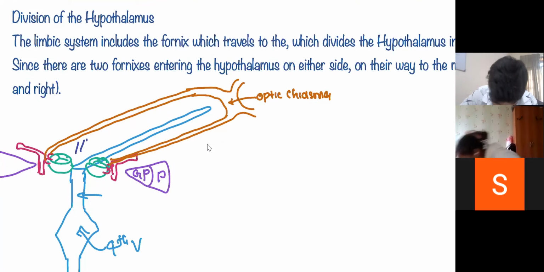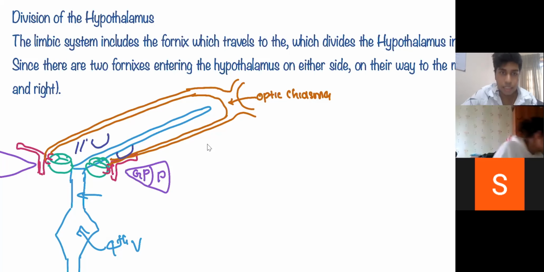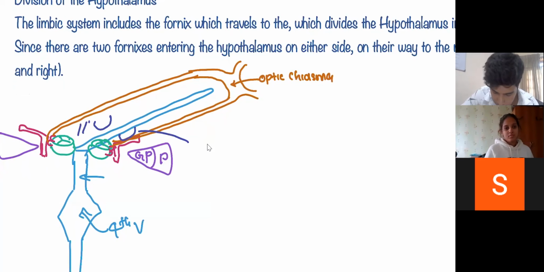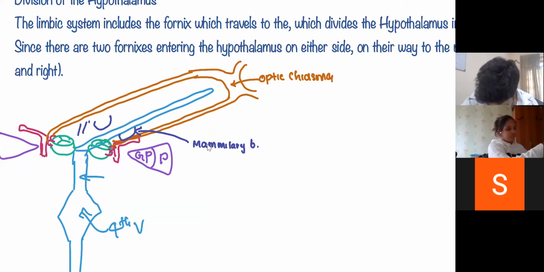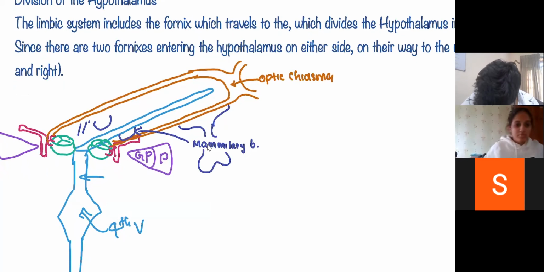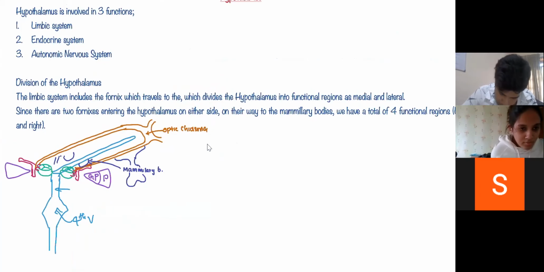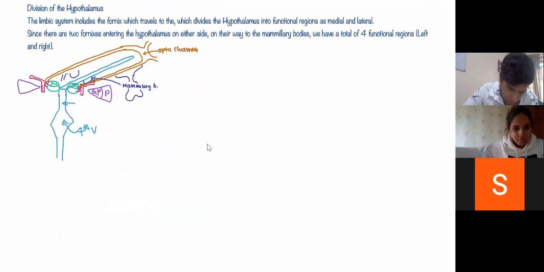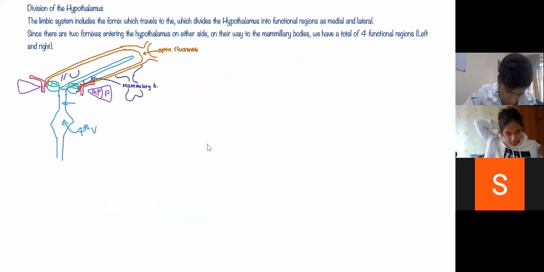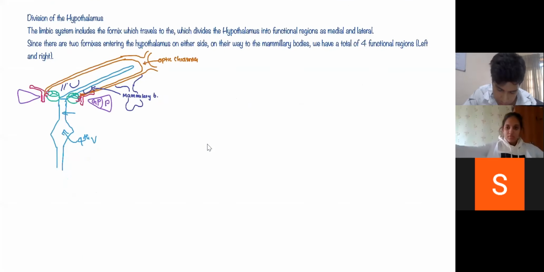There are two structures like this, which are a part of the limbic system. What are these two bodies called? Mammillary bodies. Yes. And we have the pituitary here. I hope you guys remember this, because this is the most basic thing you will need to understand today's lecture. Now let's go into a bit more detail of how the hypothalamus divides.